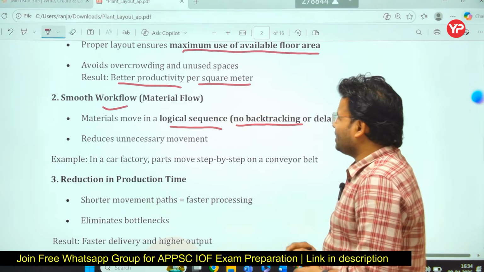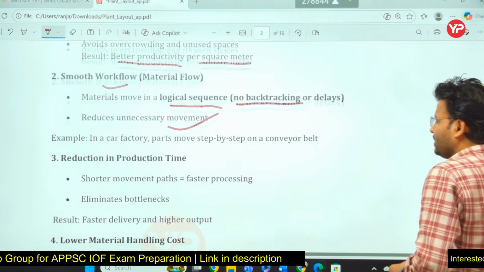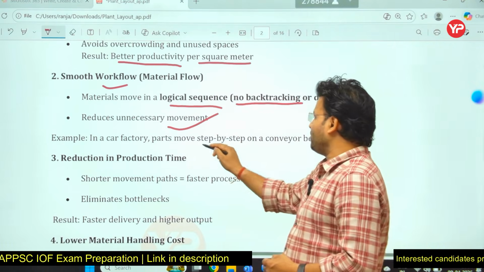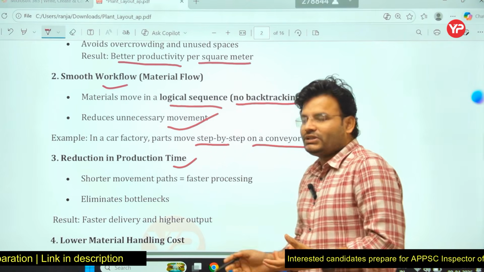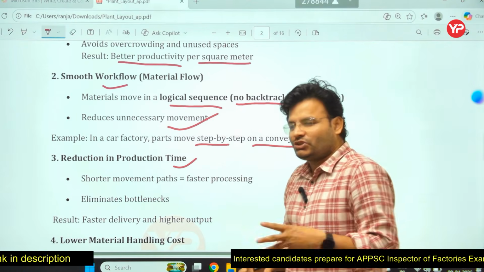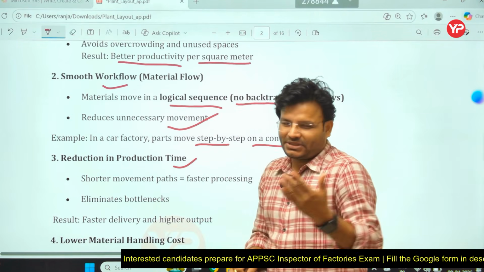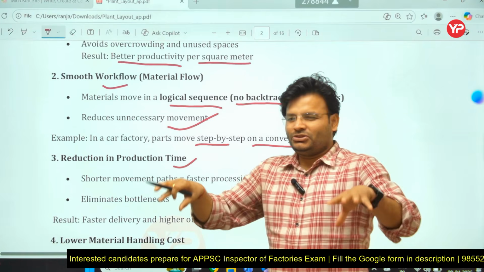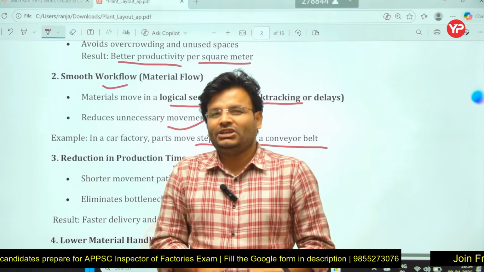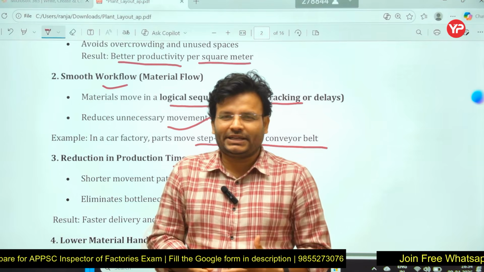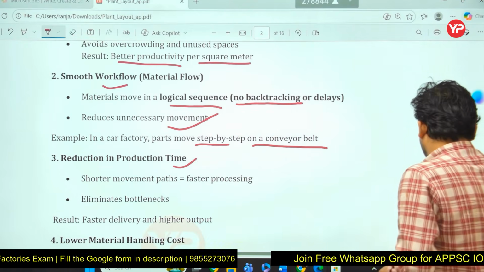Next, reduce unnecessary movement. For example, in a car factory, parts move step by step on a conveyor belt, reducing production time. Obviously, if everything is arranged in a sequential manner, the overall time will be reduced. Suppose the distribution of the raw material is random, then it will be very complicated and time consuming to process anything.